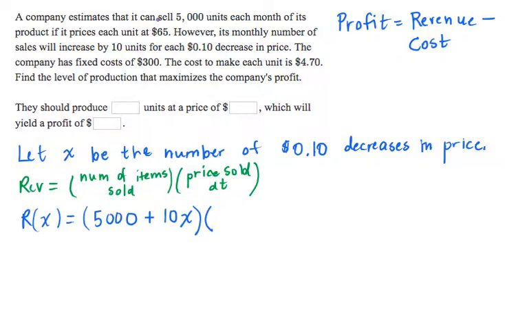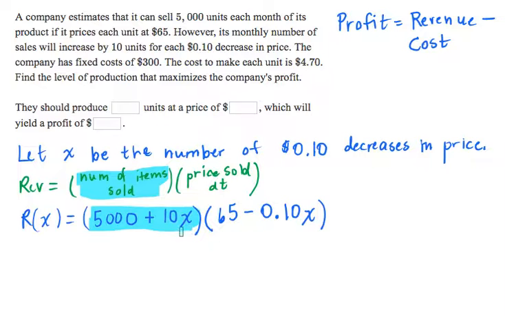Their selling price, well, we start at 65 and then we decrease the price by 10 cents with each x. So minus 0.10 times x is their selling price. So just to coordinate here, the number of items sold is initially 5,000, but then we add another 10 items for each time x increases by 1, and their selling price is initially 65, but we subtract 10 cents for each time x increases by 1. So there's my revenue in terms of x.